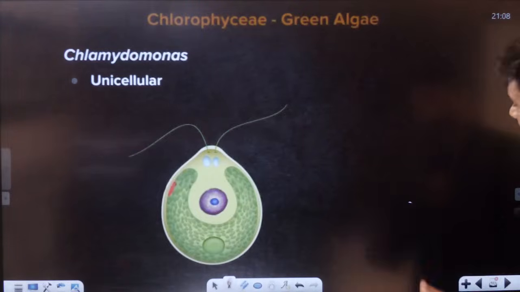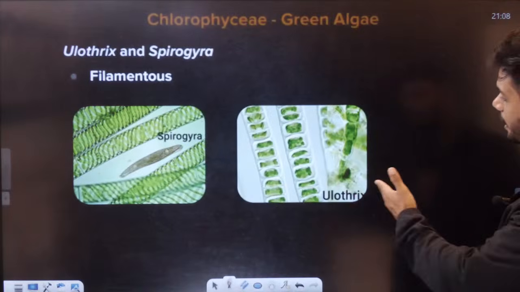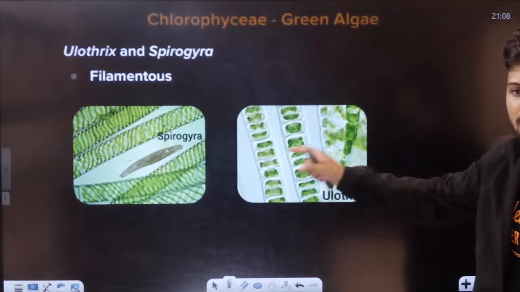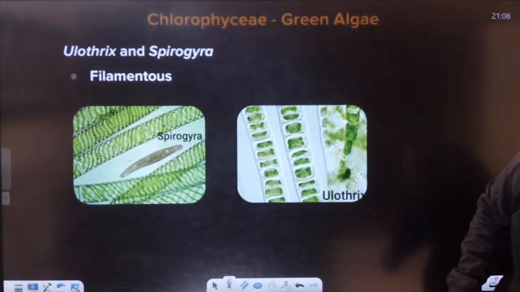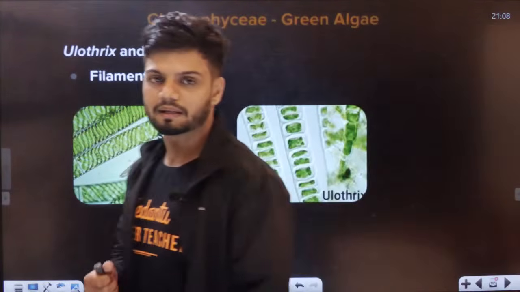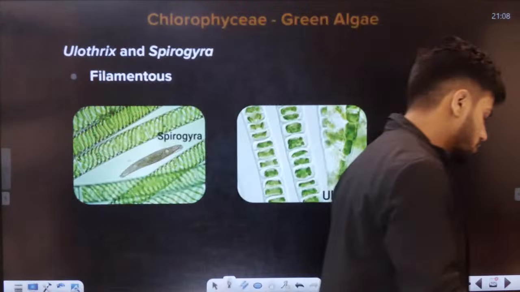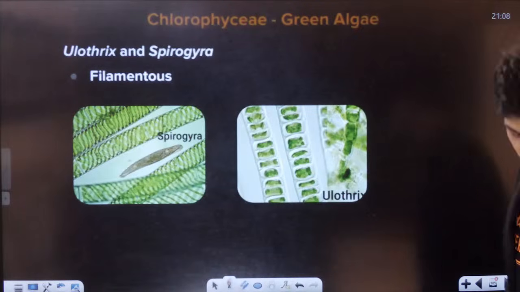So here, unicellular algae, Chlamydomonas. Colonial is Volvox here. Filamentous, Spirogyra, Ulothrix, filamentous. Students, which one is motile and which one is non-motile? All of you. Smash the like button and tell me the answer. Which one is motile, which one is non-motile here? Quickly, students.